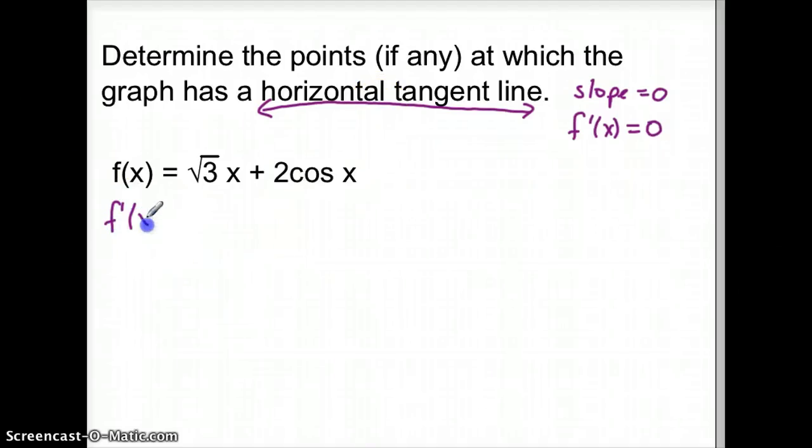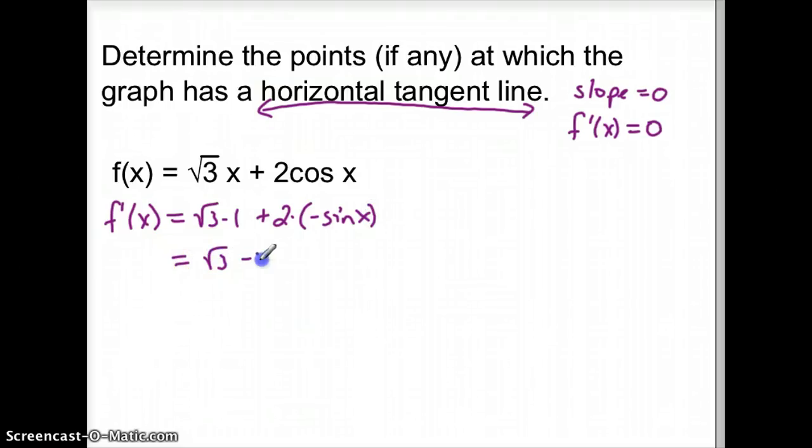So let's take the derivative. Derivative of square root of 3x is square root of 3 times the derivative of x, which is just 1. The derivative of 2 cosine x is 2 times the derivative of cosine x, which is negative sine x. So I simplify that, and I get the square root of 3 minus 2 sine x. I want that to equal 0 because I want my slope, which is this, to be horizontal. I want my tangent line to be horizontal, so I want my slope to be 0. So set it equal to 0.